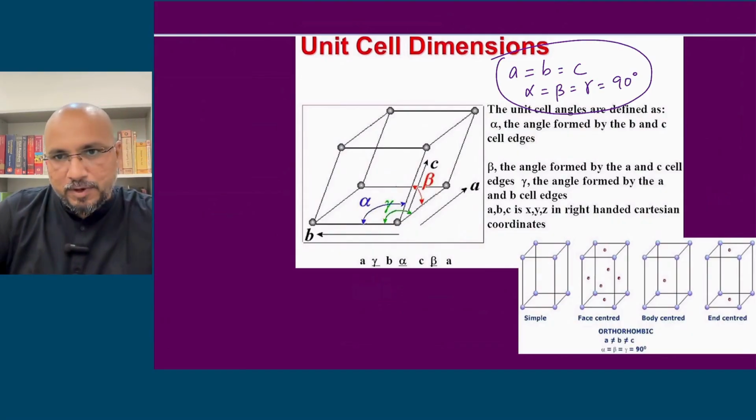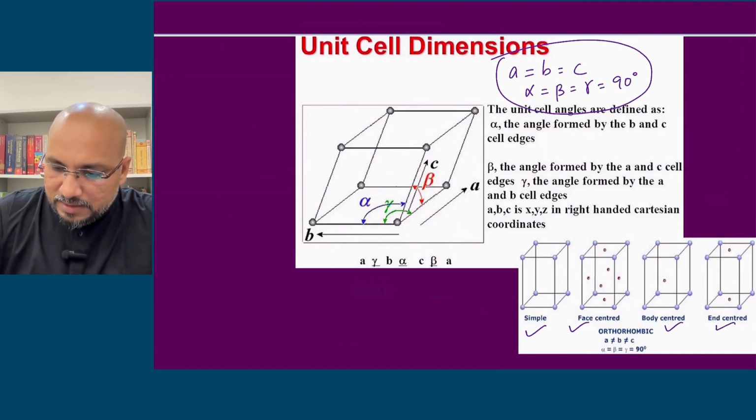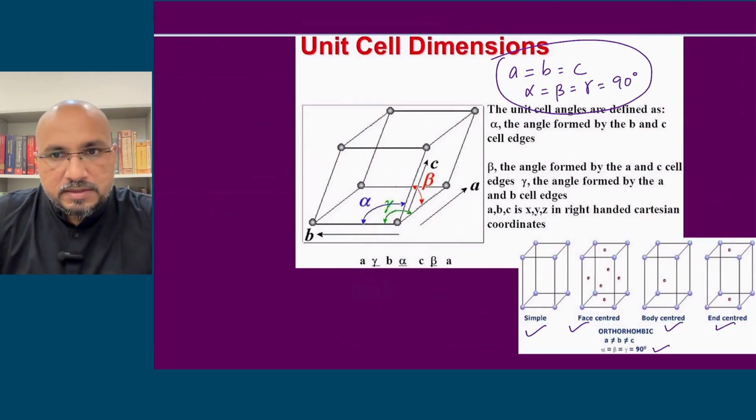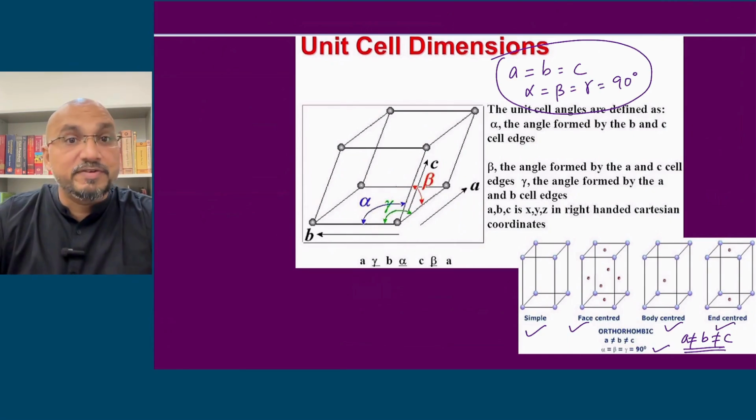Now here is an example of the orthorhombic system. These are the different types of unit cells within the orthorhombic system. Here you can see alpha, beta and gamma are equal to 90 degrees. Alpha is equal to beta is equal to gamma, equal to 90 degrees. And A is not equal to B is not equal to C. That means all the three axes are of different length. So A, B, C are of different length in the unit cell. These are the different types of unit cells in the orthorhombic system.